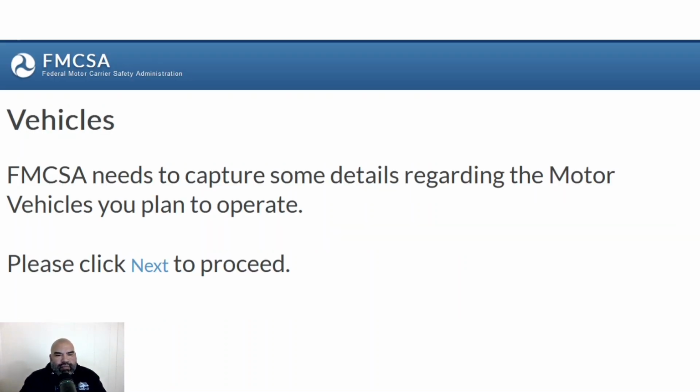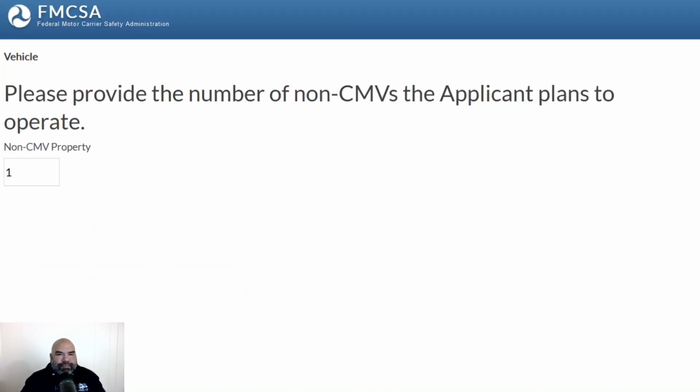Next, we're going to go into the vehicles. FMCSA needs to capture the details regarding the type of vehicles you plan to operate. We're asking you here, provide non-CMVs the applicant plans to operate. This would just be like your non-regulated pickups or whatever that you're going to have. There's not any real reason they need this. Again, they're just getting initial information.